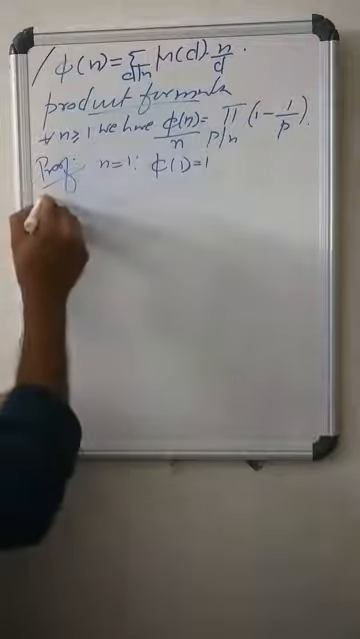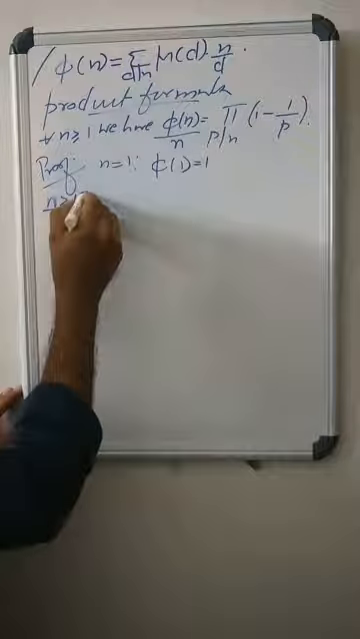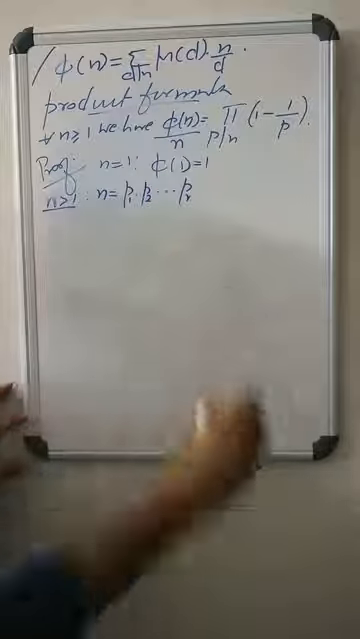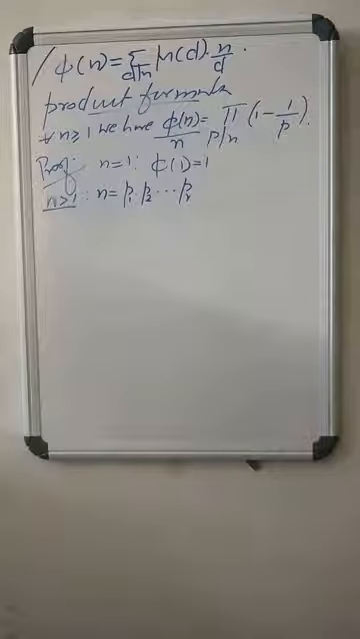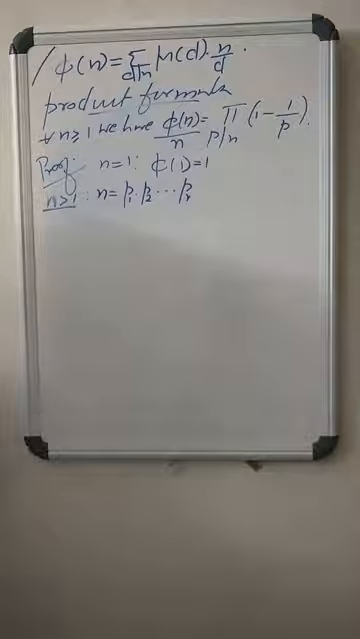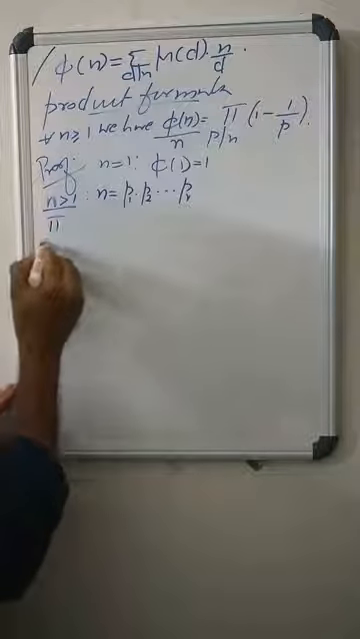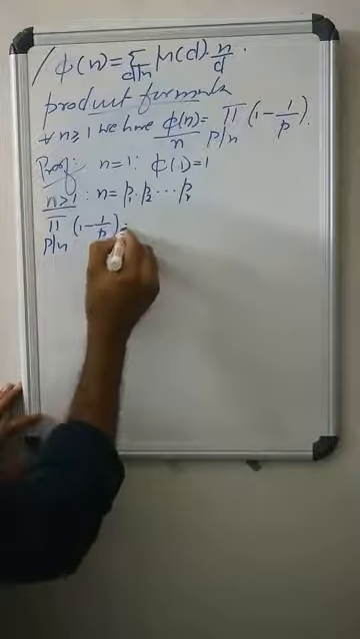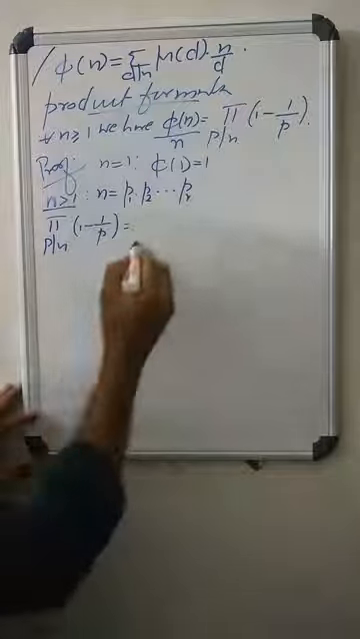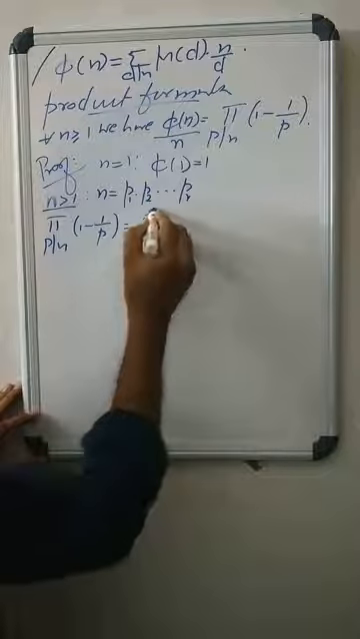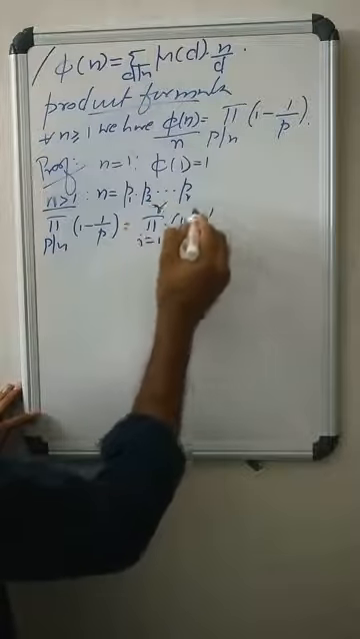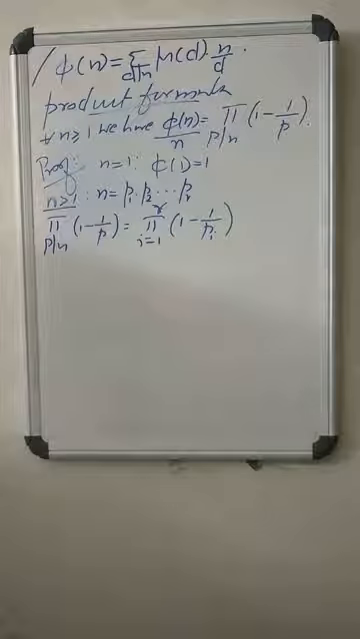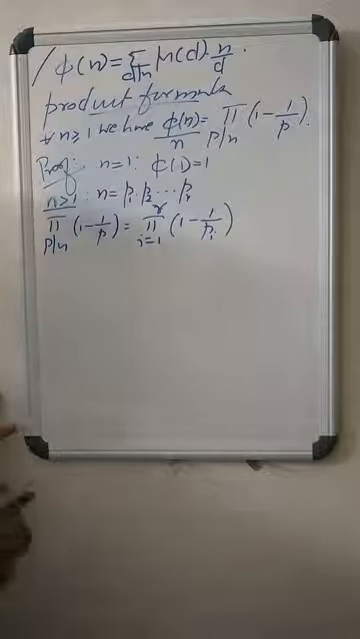Now suppose n is greater than 1. The second case, n greater than 1. So n equals p1 into p2 into etc. into pr, distinct r primes. Then the product over p dividing n of 1 minus 1 by p equals the product for i ranging from 1 to r of 1 minus 1 by pi.